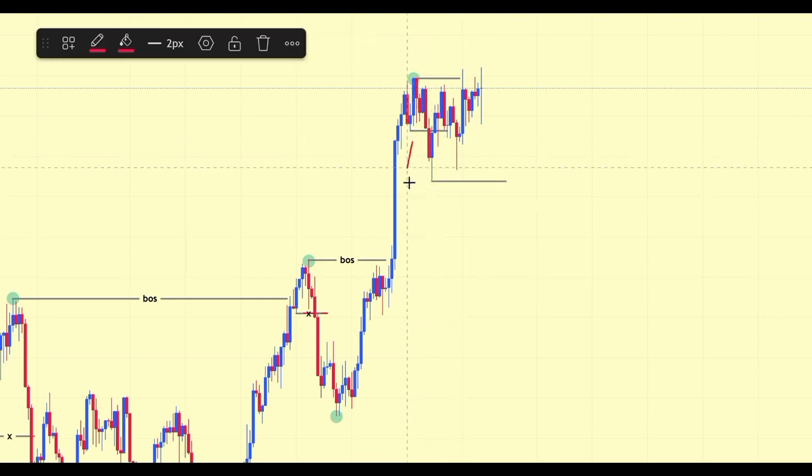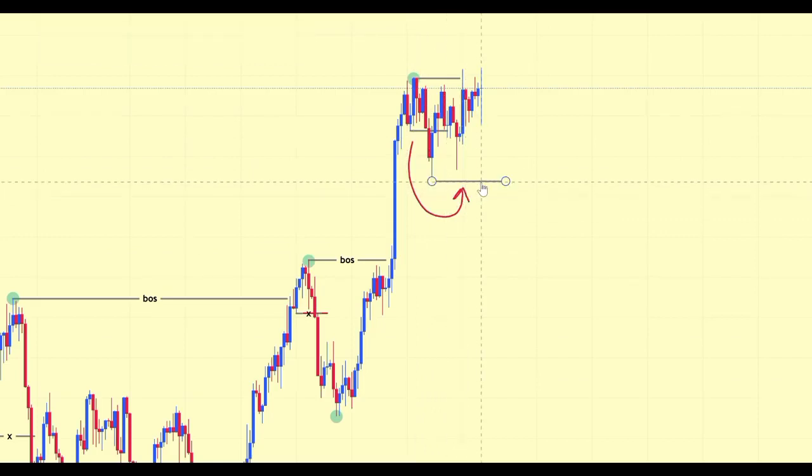So what does this mean? This means that this one here shifts to this one here. So this one here becomes the new recently formed valid pullback low. And so in that case, this means this one here is no longer a swing point. And let me continue running price.